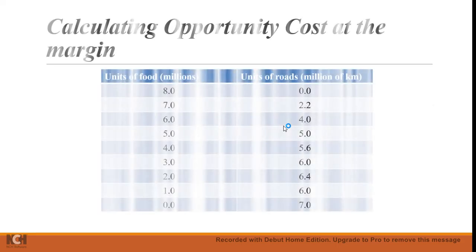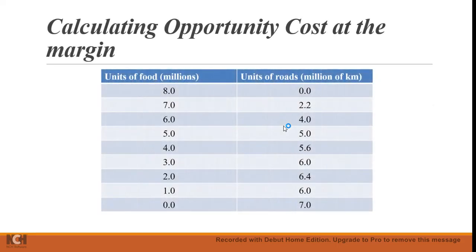So let's go to the table and look at something. At 4 units of food, how many units of roads were being produced? At 4 units of food, we are producing 5.6 units of roads. That is the meaning. So now you realize that if you want to produce 6 units of road, we are moving from 5.6 to 6. So from 5.6 to 6, we are gaining 6 minus 5.6, which is 0.4. We are gaining 0.4 units of road.